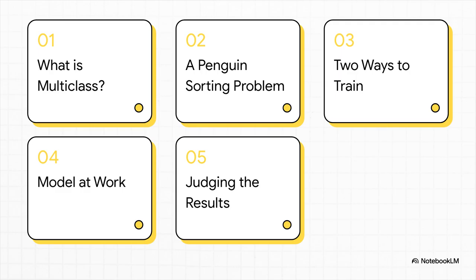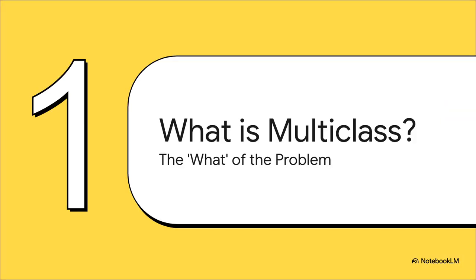So here's our game plan. First, we'll cover what this whole thing is. Then, we'll use our penguin example to make it all feel real. After that, we're going to peek under the hood a little and see how a model actually learns, watch it make some predictions, and then finally, figure out how we grade its homework. Okay, so let's jump right in.